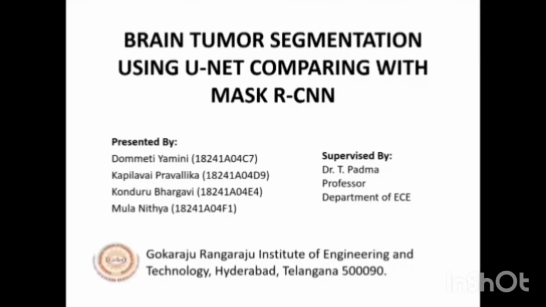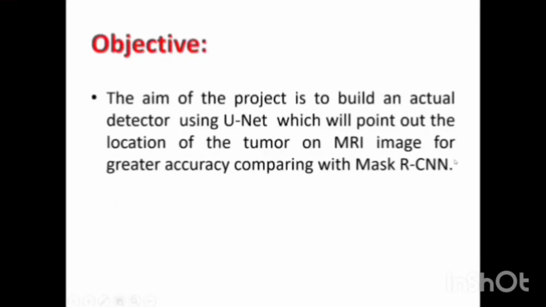We have done a project named Brain Tumor Segmentation using U-Net comparing with Mask RCNN. The main objective of our project is to build an accurate detector using U-Net which will point out the location of the tumor on MRI images for greater accuracy comparing with Mask RCNN.